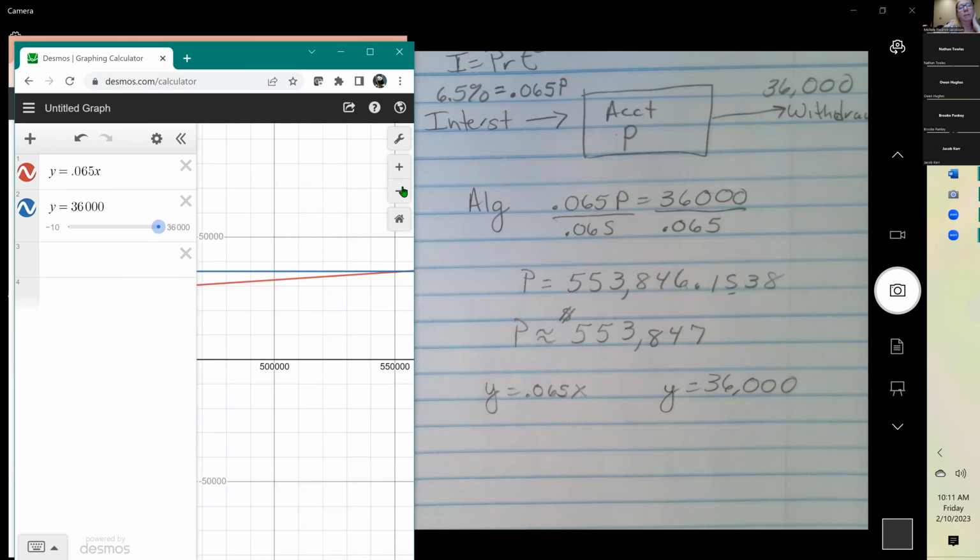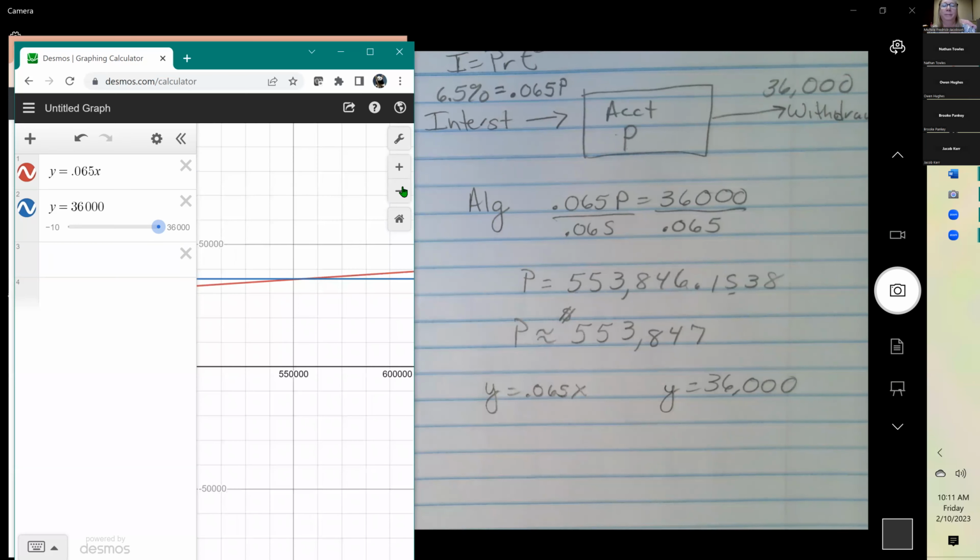I think I was getting confused with the graph because I was doing a y for the 6.5, but then I was also trying to do an x for 36,000 to make them on opposite sides of the graph. So I think I was confusing myself. I could see that. And here, let me open this up so you could see more.